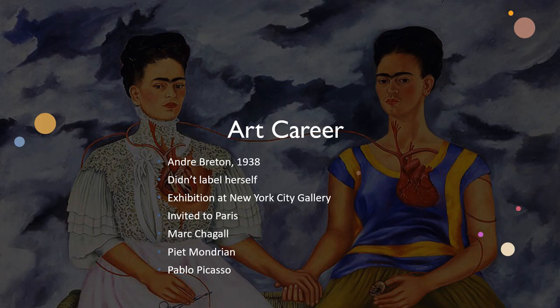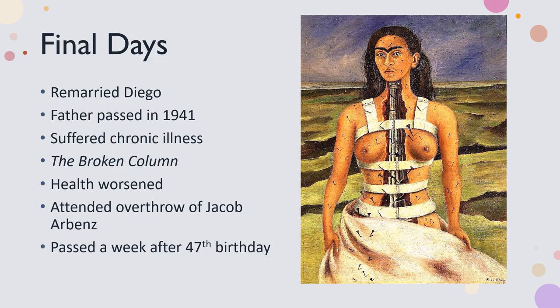Frida and Diego separated due to their unfaithfulness to each other, but they remarried 2 years later in 1940. The affairs continued, but it didn't seem like it bothered them that much. Frida had affairs with women and men, including renowned movie actresses Dolores del Rio, Paulette Goddard, and Maria Felix.